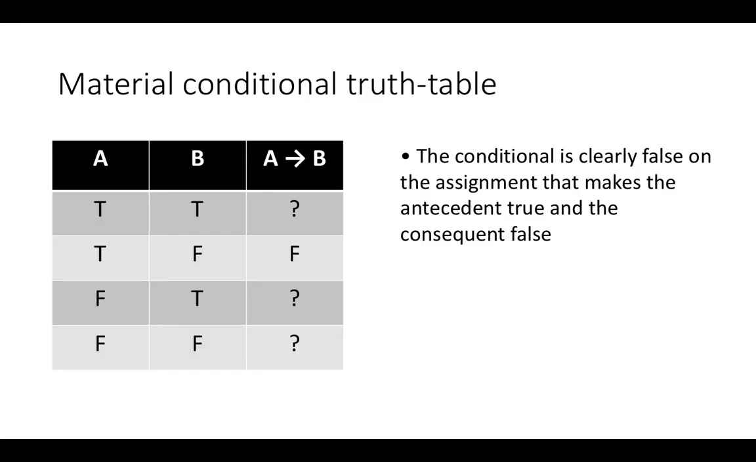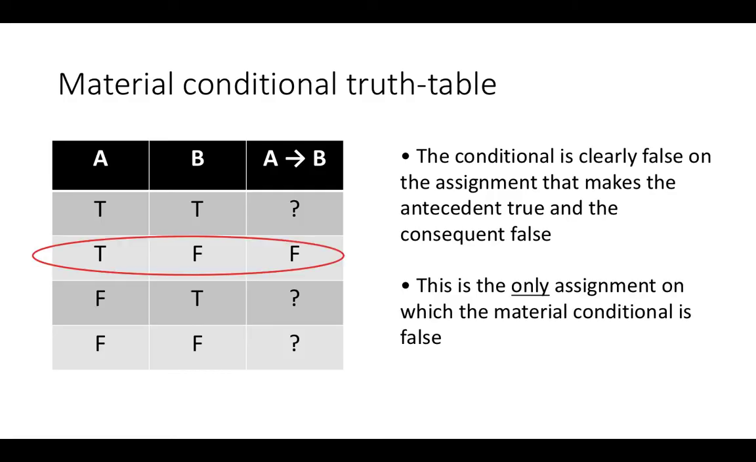Most people typically think that the truth value assignment on which A arrow B is clearly false is the assignment that has the antecedent A coming out as true and the consequent B coming out as false. This is certainly correct. To say that A arrow B is true is to say that if A is true, then B is true. So obviously, if A is true and B is false, then A arrow B cannot be true. So the conditional comes out false on the second line of the truth table.